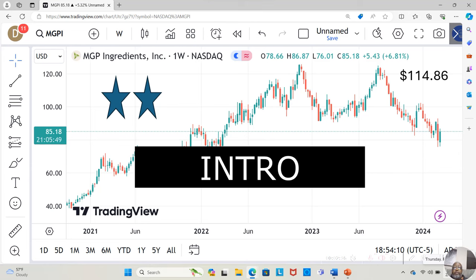Like I said, the stock price is at $85.18 a share. Yahoo analysts revised their estimate, but believe it can go up to $114.86 a share in the next 12 months.